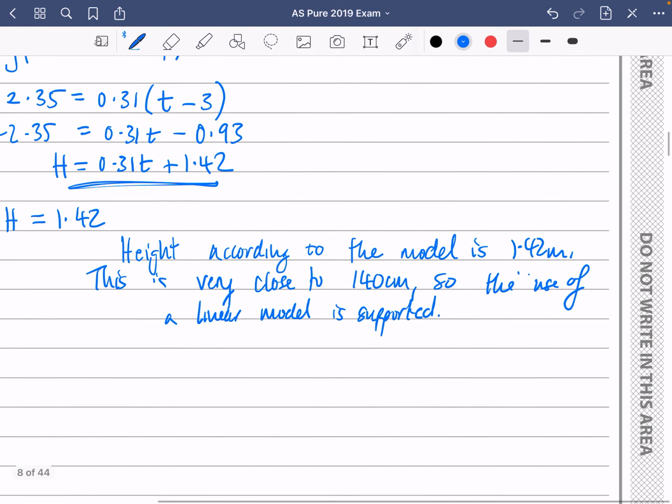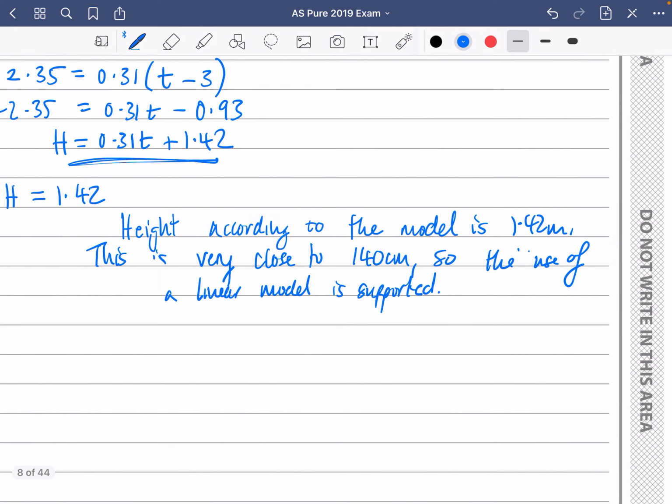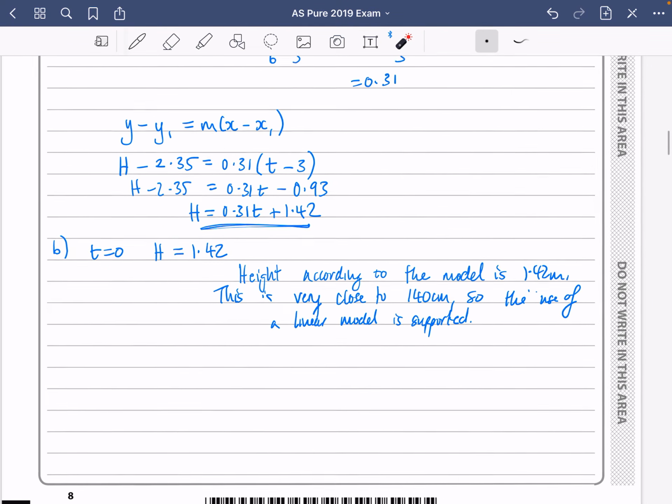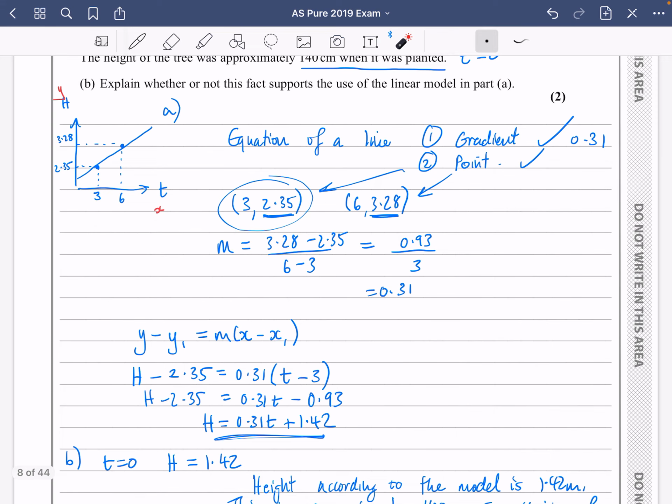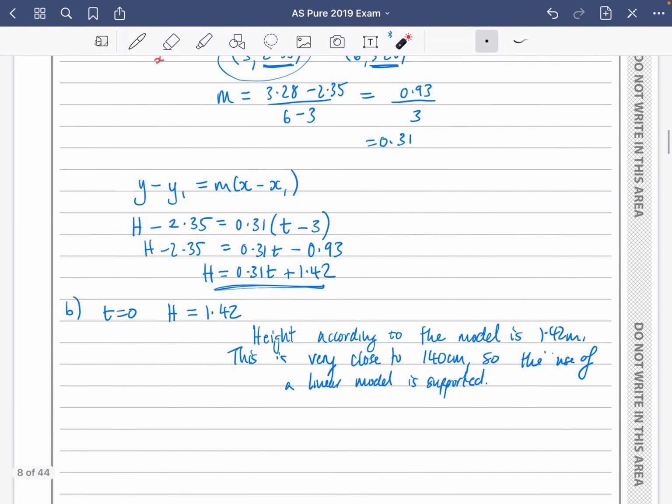If they said that the height of the tree when it was planted was actually 80 centimeters or 100 centimeters, it's not at all close to what the model predicts of it being 1.42 meters. But the fact it's 1.42 meters and 140 centimeters, they're obviously very close to each other. So the model is good. It seems to be a good predictor that it is a linear model and that there is like a constant growth of the plant each year, or the tree each year.